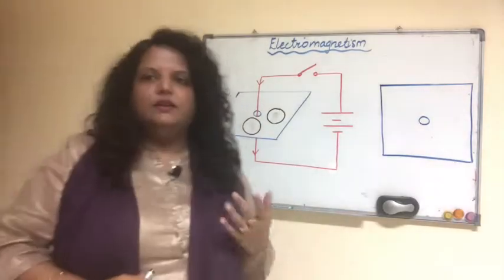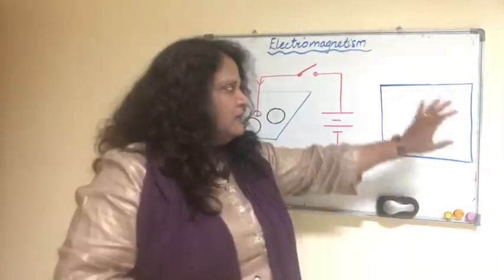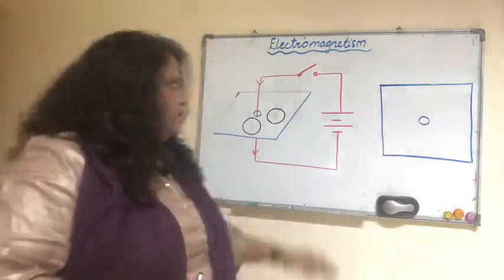Here one more point for you to note is that the field that is created around the wire will be circular. Okay, we'll have concentric circles. I'll explain that when I'm drawing it on this. It'll be easy to understand.